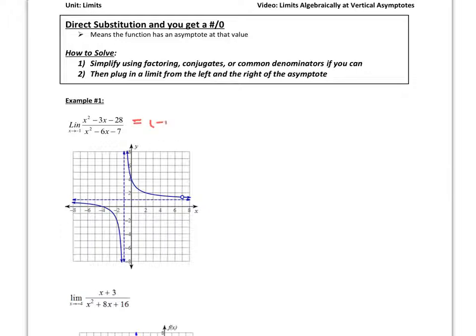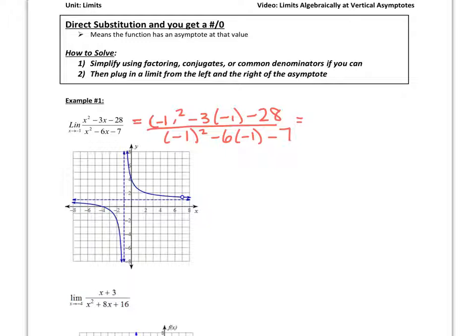So let's plug in -1 squared minus 3 times -1 minus 28 all over -1 squared minus 6 times -1 minus 7. So take a minute, type all that into the calculator, and then hit resume when you're ready for the answer.